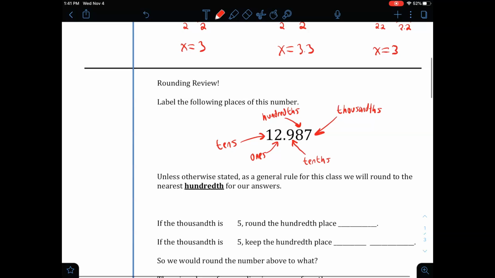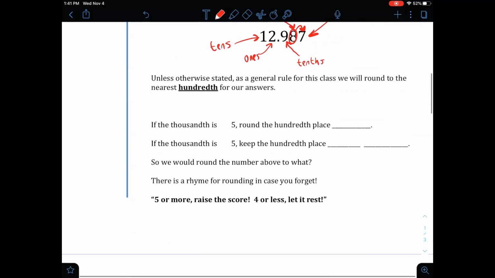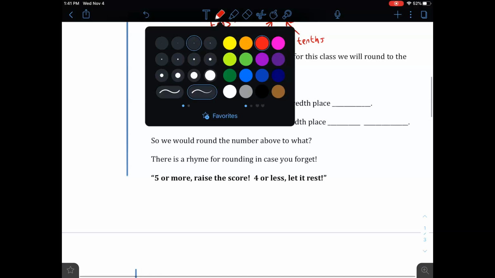It says, unless otherwise stated, as a general rule for this class, we will round to the nearest hundredth for our answer. So we're going to round to the 8. We're going to look at the 8, look to the right of it, and figure out what number we're going to have for that, okay? So what is the rule for rounding?